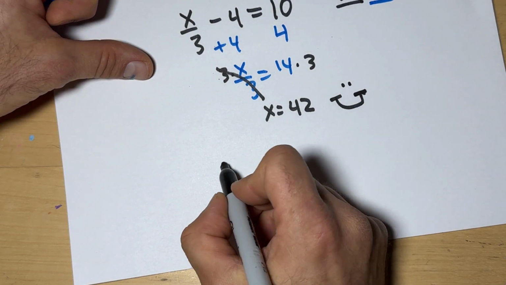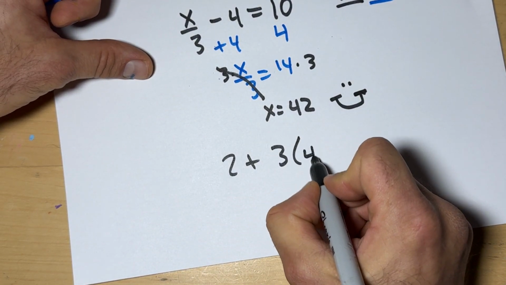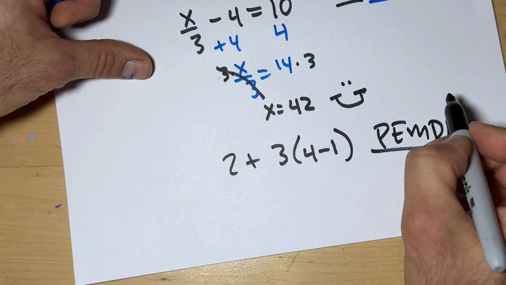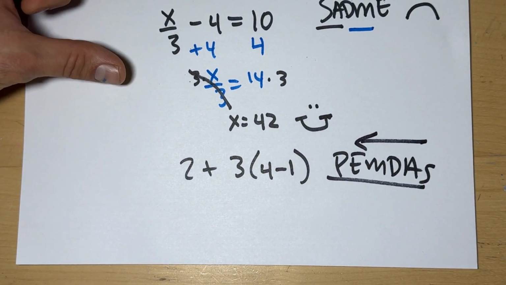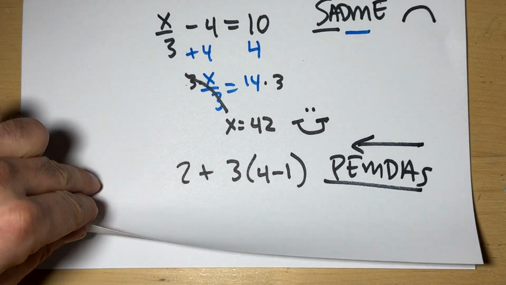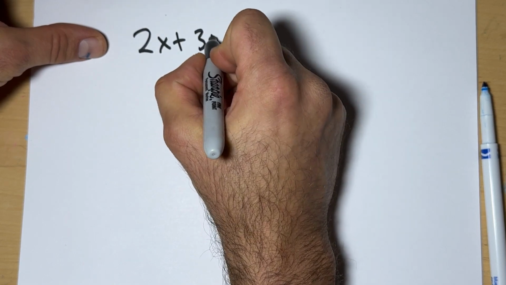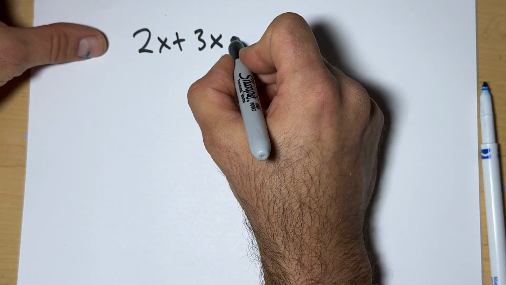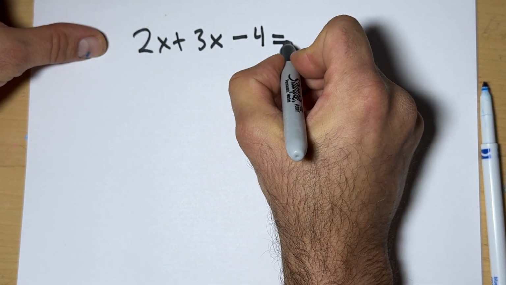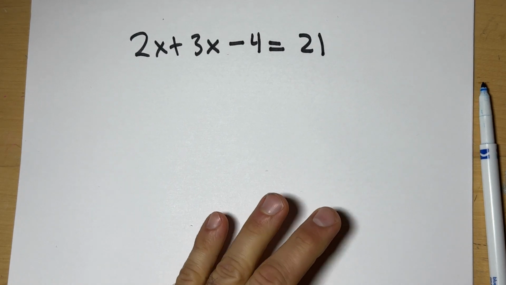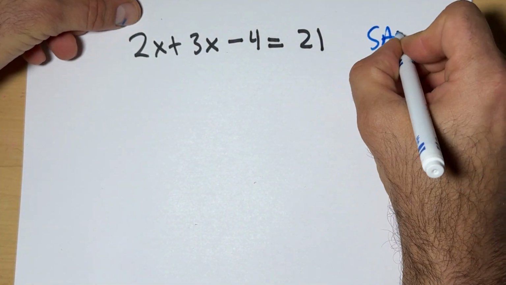So when we're calculating something like this, we use PEMDAS. But when we're solving, we do PEMDAS backwards. Sad me. Let's look at another one. So maybe we get a little more complicated. Well, in this case, we have one extra step. Then we look at SADME.